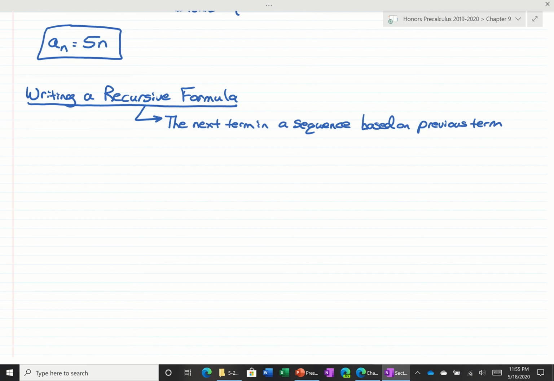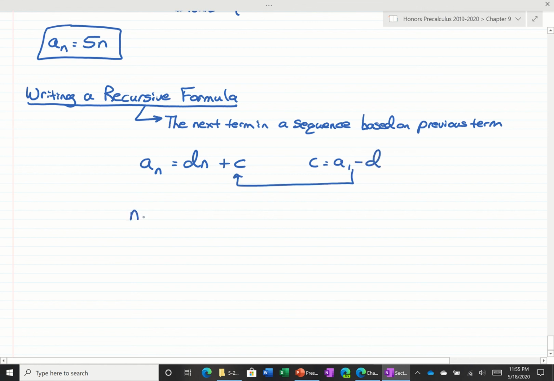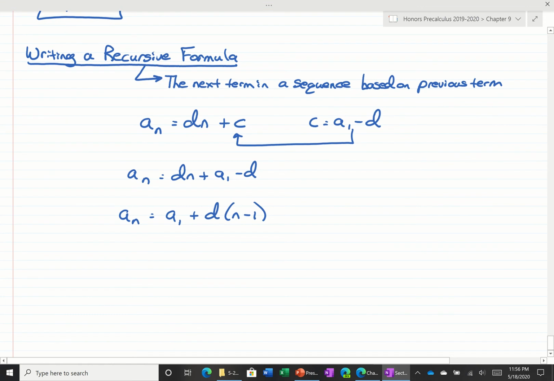Remember that what we've been using was the nth term in a sequence is the common difference times n plus c. And we said that c was equal to the first term minus d, right? So let's substitute that in. What we could do is we could rearrange this. So it looks something like that. We could factor out a d, and that's the formula we have, which is telling us the nth term based on the first and the term before.